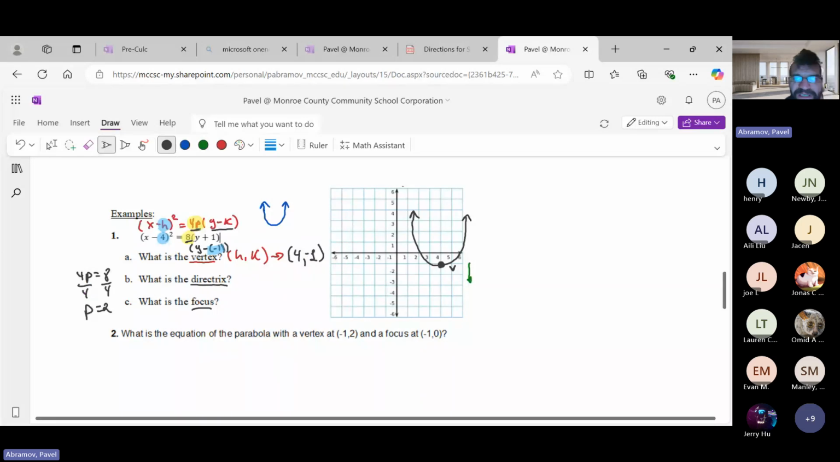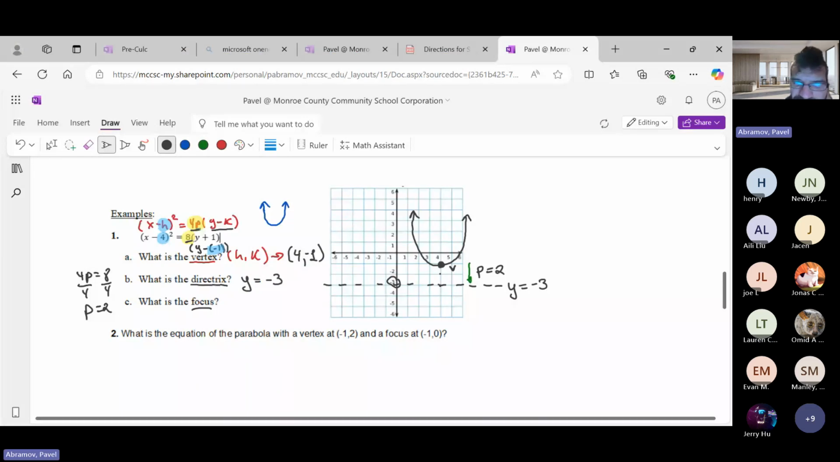So we know the distance from the vertex to the directrix. It's 2 units down. So p equals 2. So we go 1, 2. This is where the directrix is. And remember, the directrix is a line. In this case, it's a horizontal line. So this is our directrix. Now, to write an equation of a horizontal line, we should remember that it is going to be y equals the y-intercept, which in this case is -3. So the directrix, remember, is a line, therefore it has to be written as an equation of a line.